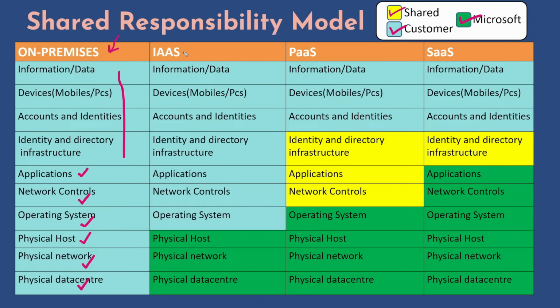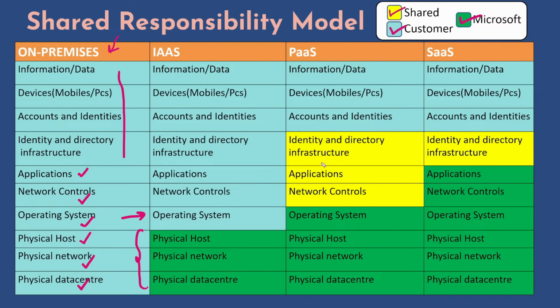When you move to IaaS, you basically do not worry about the physical infrastructure. So all the physical data center, physical network, physical host, these things will be taken care of by Microsoft, and you can just focus on your operating system and the rest of the things: your application, your network controls, all of those things.